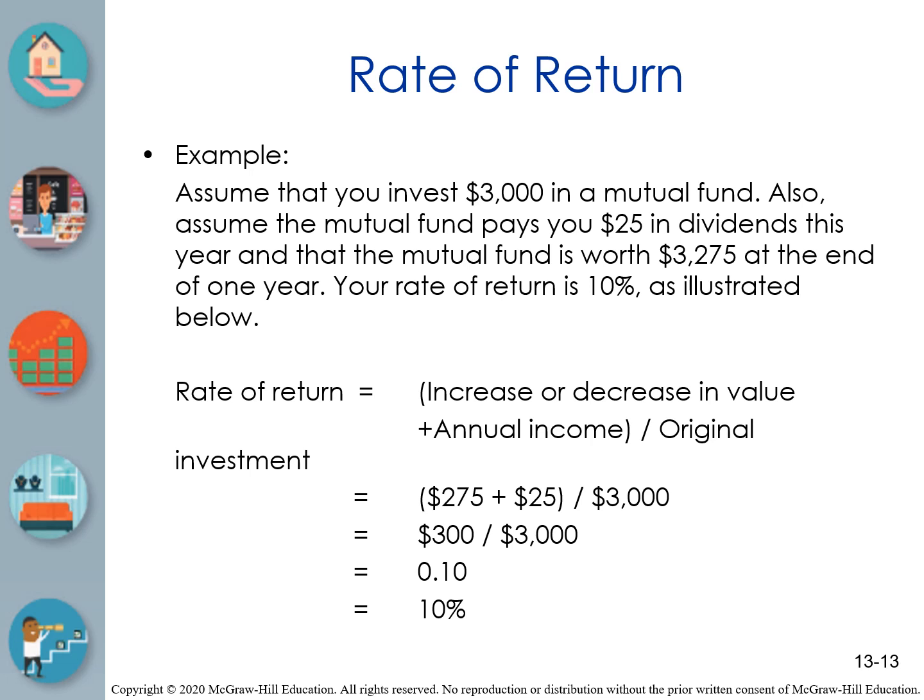So again, the rate of return is equal to the increase or decrease in value plus the annual income, that's the dividend, divided by the original value. We're just looking at 1 year. So increase of $275, your dividend of $25, divided by that $3,000 initial portion of it, your initial investment, if you will, and that gets you $300. And that is, of course, 300 divided by 3,000 gets you a 10% rate of return on your investment for that given year.